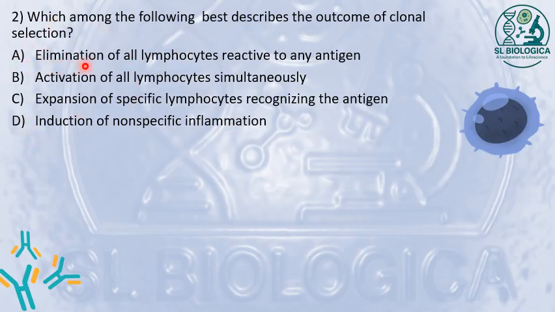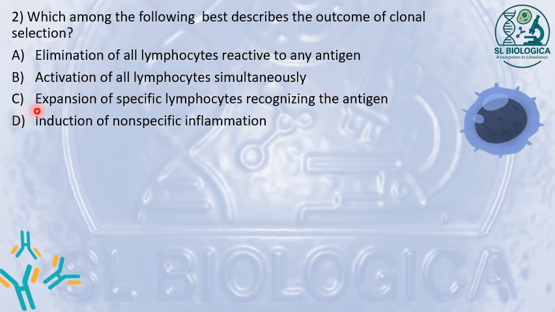So the first option says eliminating all the lymphocytes reactive to any antigen. That doesn't represent any choice or any type of selection. It is eliminating all types of lymphocytes which are reactive to any antigen. So that shouldn't be the answer. The second option is activation of all the lymphocytes simultaneously. Here also we can't see any kind of choice or selection happening.